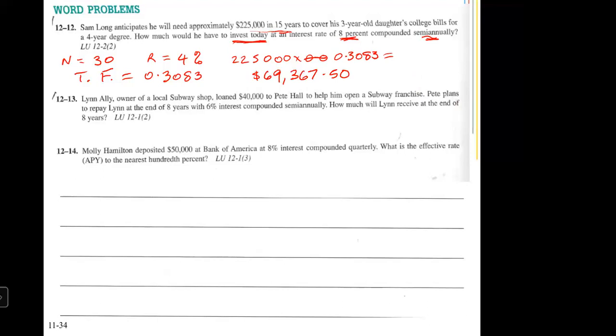So the next one we said is looking at how much this person will receive at the end of 8 years. So we're looking for the future value. So we still need to know the number of periods and the rate per period. Will the number of periods be 4?